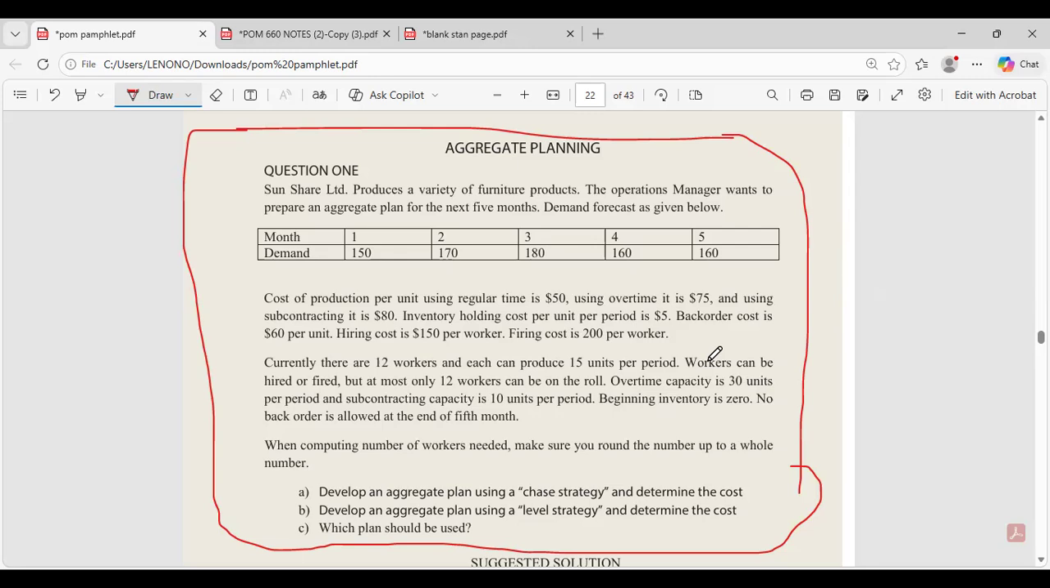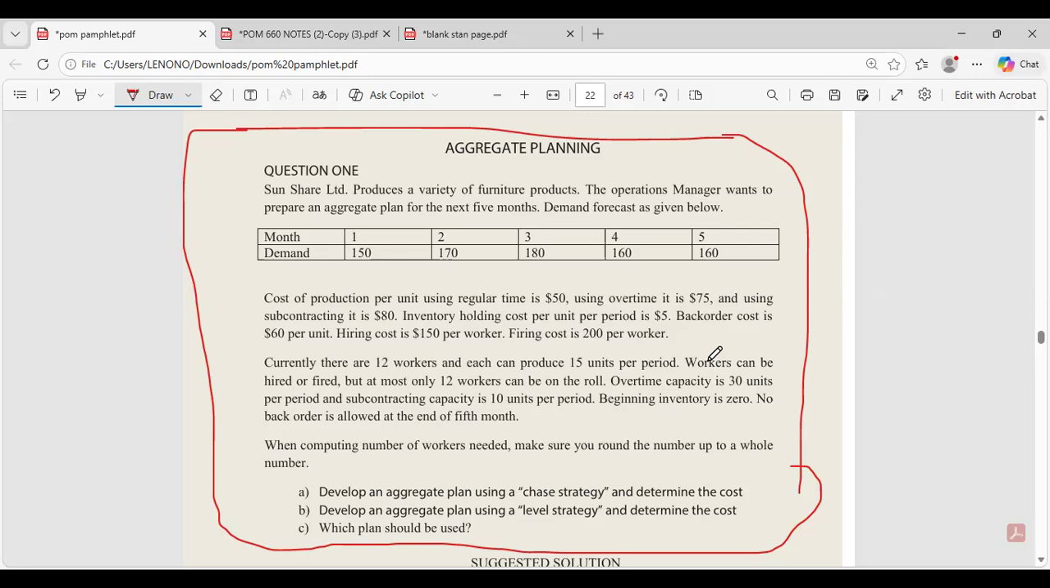Cost of production per unit using regular time is $50. Using overtime, it is $75, and using subcontracting, it is $80. Inventory holding cost per unit per period is $5. Back order cost is $60 per unit. Hiring cost is $150 per worker.